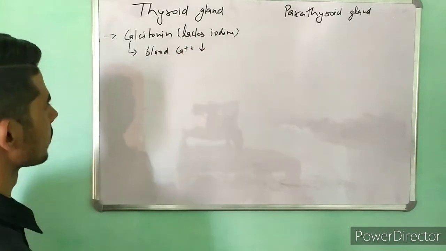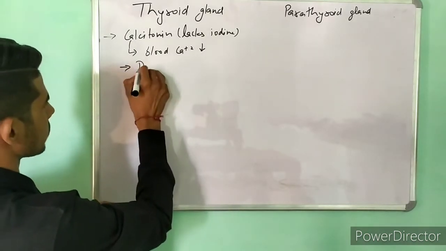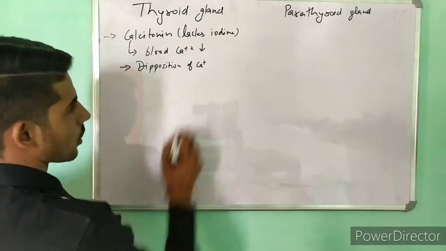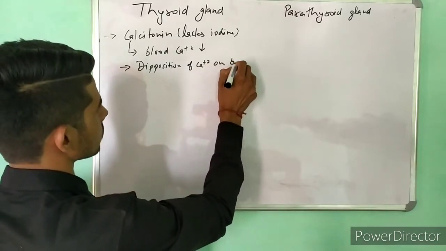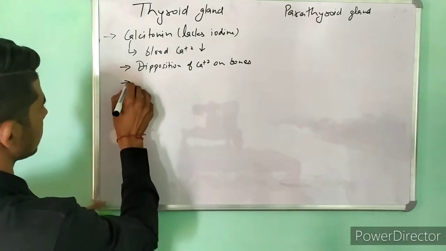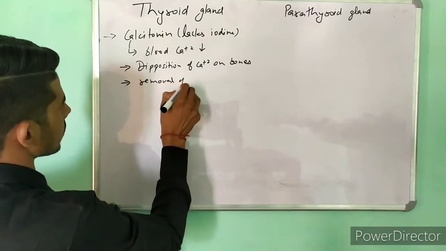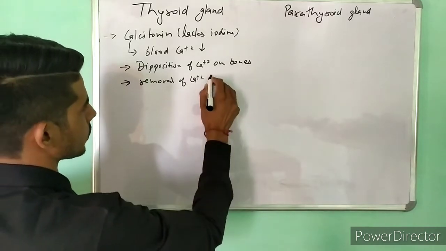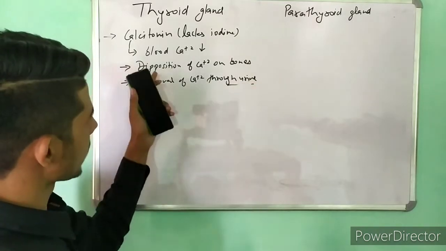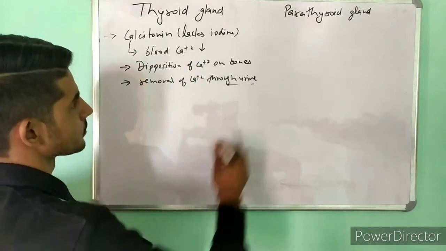It lowers the blood calcium level by two methods. First is deposition of calcium on bones, that makes them solid and strong. And the second is removal of calcium through urine. By these two methods, calcitonin lowers the blood calcium level.